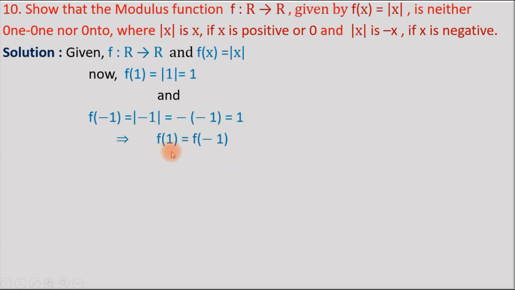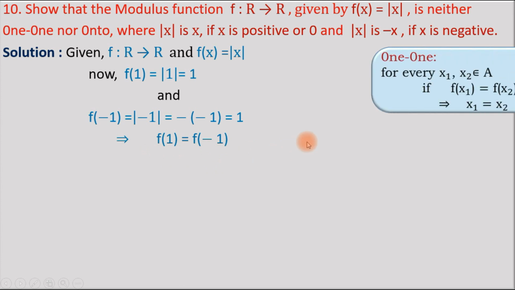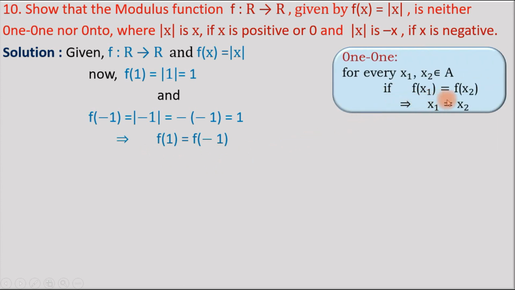Hence f of 1 is equal to f of minus 1. It is of the form f of x1 equals f of x2, but x1 is not equal to x2. This means the one-one condition is not true. Therefore, this function is not one-one.